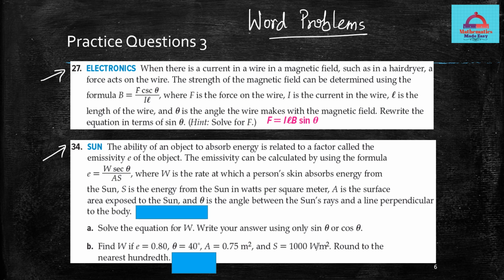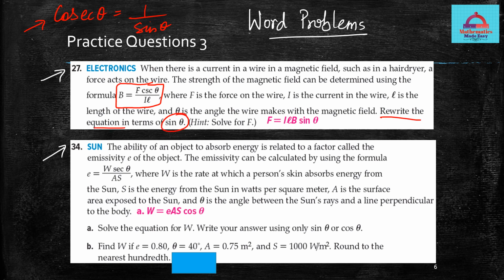So when there is current in a wire in a magnetic field, such as hair dryer, a force acts on the wire. The strength of the magnetic field can be determined by the formula. So one thing which is very important is the formula. It's a trigonometric formula because you see the ratio cosecant theta. It is the reciprocal of sine theta. You should always remember. So I think reciprocal identity is going to help for us. And yes, we are right, because finally rewrite the equation in terms of sine theta. So to reach to sine theta, we have to take the help of reciprocal identity for question 27.